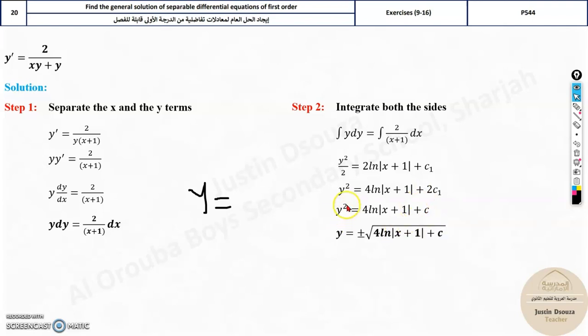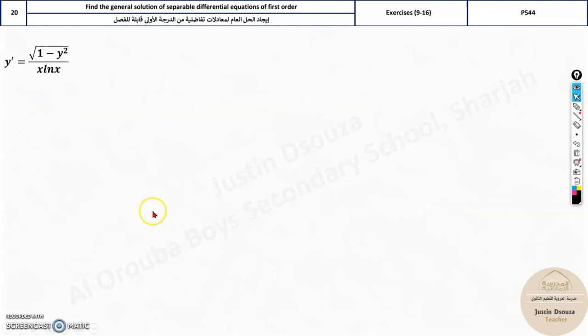Oh, sorry. It's not over. There is y squared. You need to have it in terms of y. So take the square root on both the sides. Here you get plus or minus square root of this particular term. That is the answer. Now let's look into some other problems.